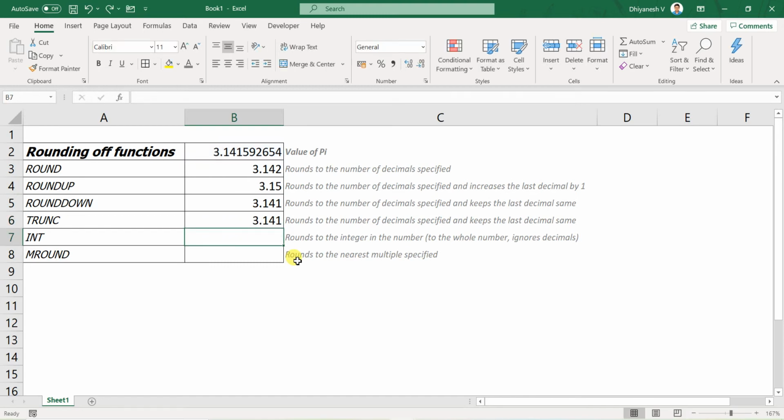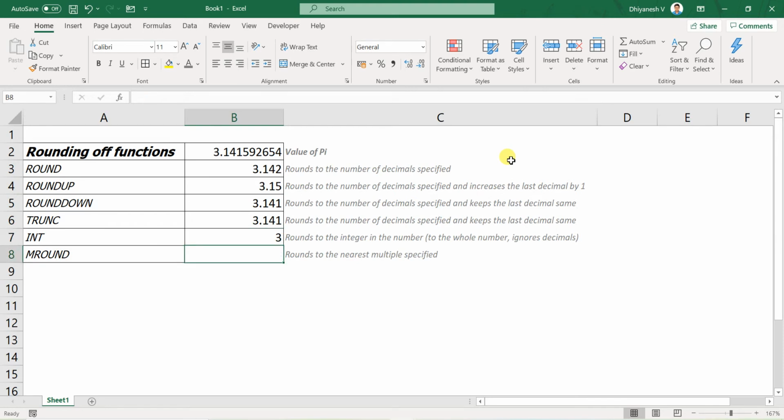That's it. The integer formula gives you the whole number that is available in the value. So 3.14159 has the whole number 3. It will just take the whole number and ignore all the decimals whether or not it is greater than or equal to 5. It does not consider anything. It just returns you the whole number available in the value you specify.